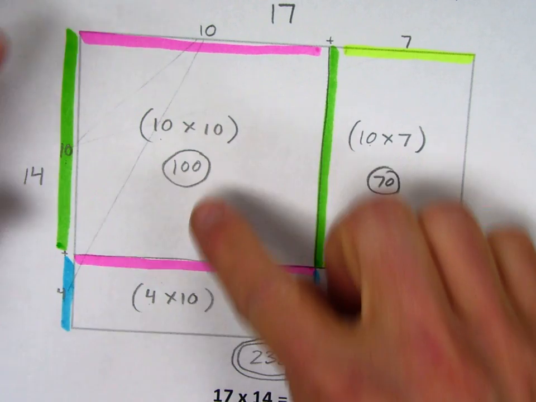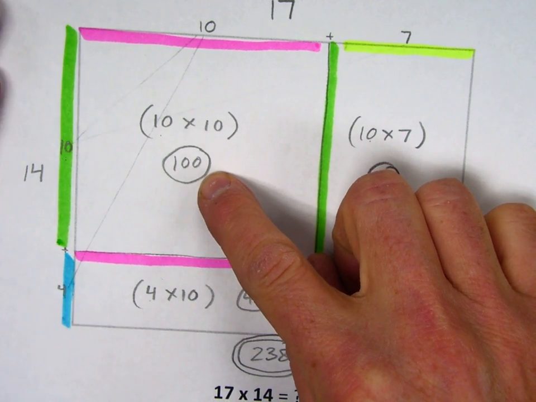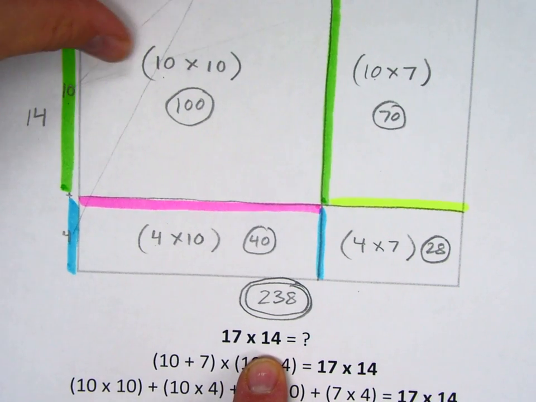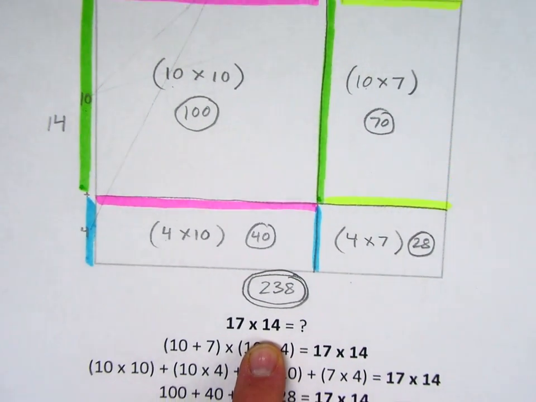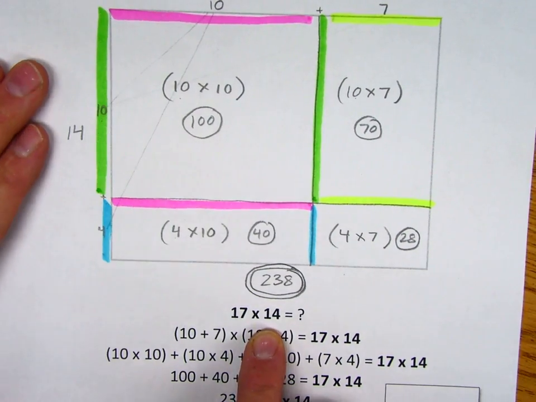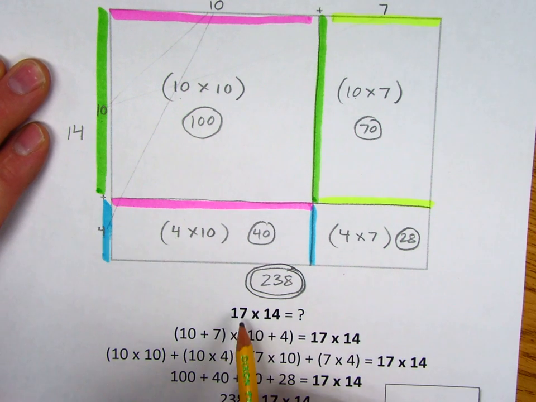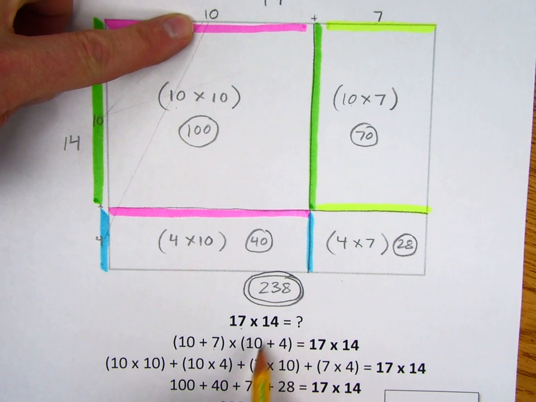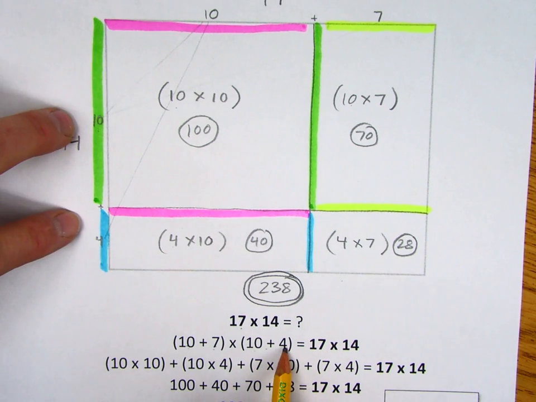The first one here, this 100, well, I should back up a little bit. 17 times 14 is sitting right here on the bottom. I wonder if I can get all of this on one screen for you. There we go. And what we're going to see here is that we've split the 17 into 10 and 7 just like we did above, and the 14 into 10 and 4 just like we did over here on the side.